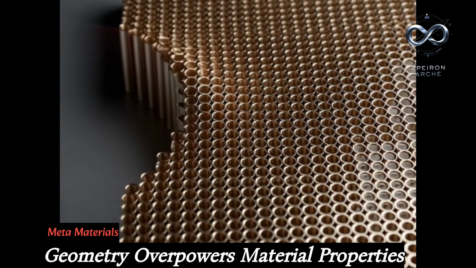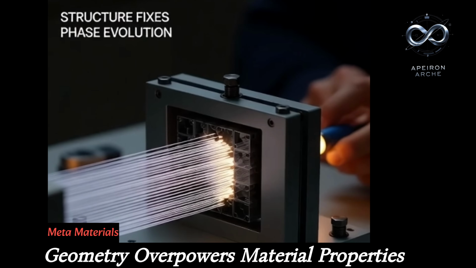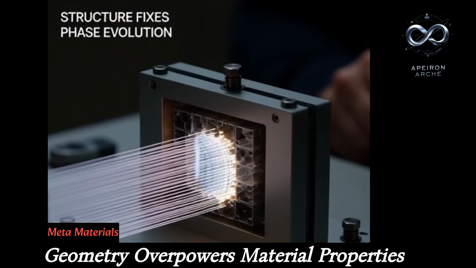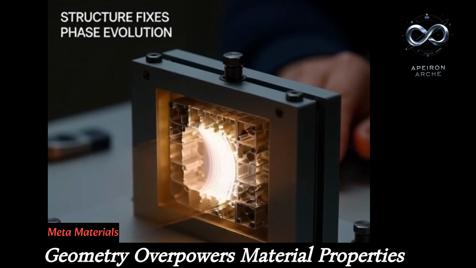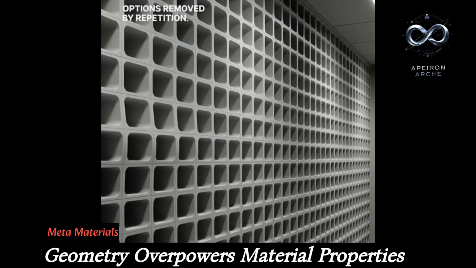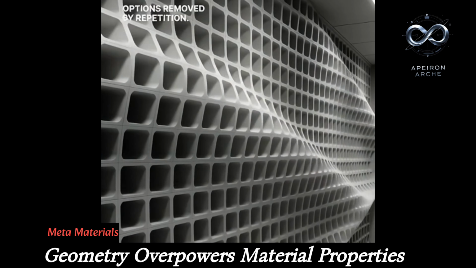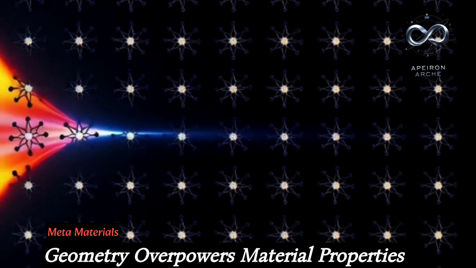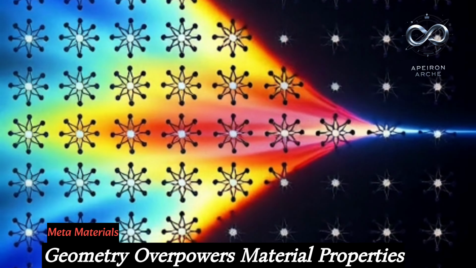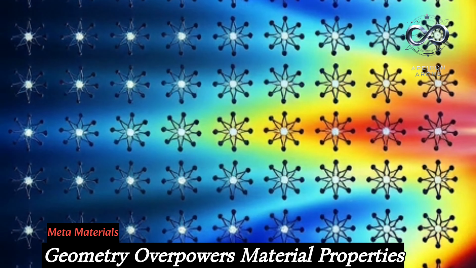This material bends waves in directions they should not follow. Energy curves inward instead of spreading outward. Signals arrive earlier than expected. Paths appear that should not exist. Nothing about the chemistry explains this. Metamaterials derive their behavior from arrangement, not composition.